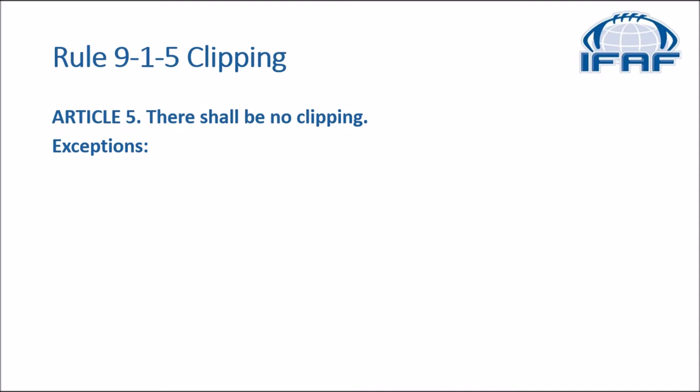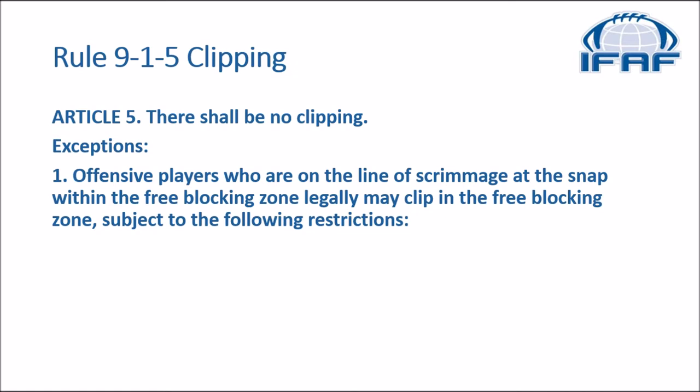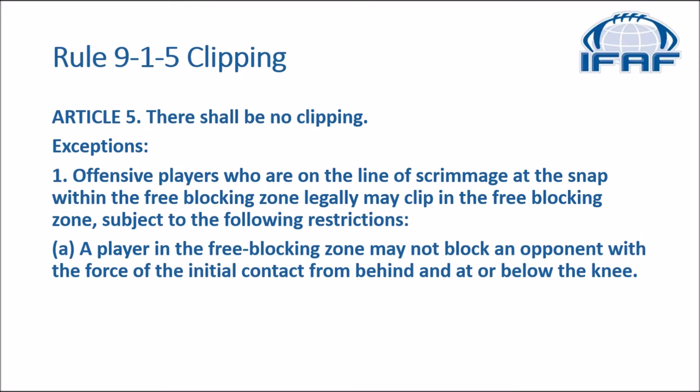One, offensive players who are on the line of scrimmage at the snap within the free blocking zone legally may clip in the free blocking zone subject to the following restrictions. So there are restrictions to the exceptions. A player in the free blocking zone may not block an opponent with the force of the initial contact from behind and at or below the knees. So basically you can clip if you're an offensive player on the line of scrimmage in the free blocking zone as long as you contact the opponent between the waist and the knees. So in the thigh area is where you can legally clip.